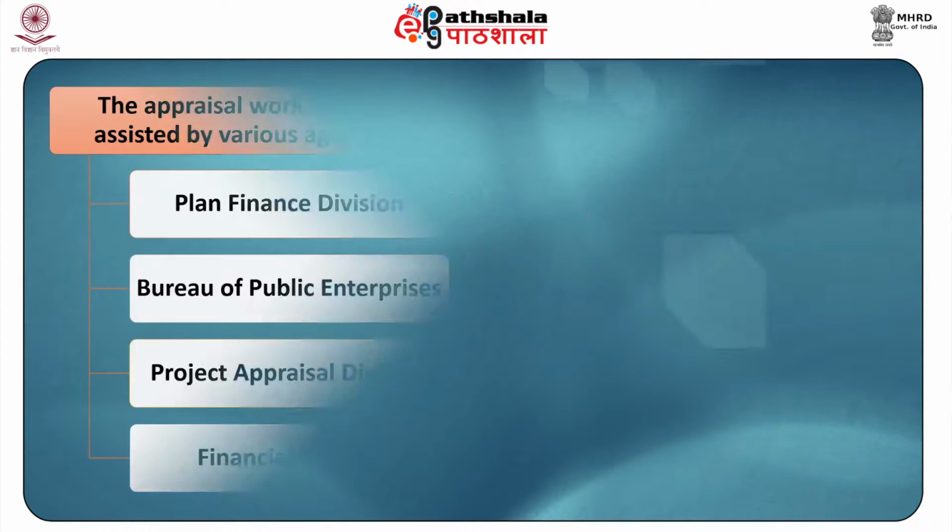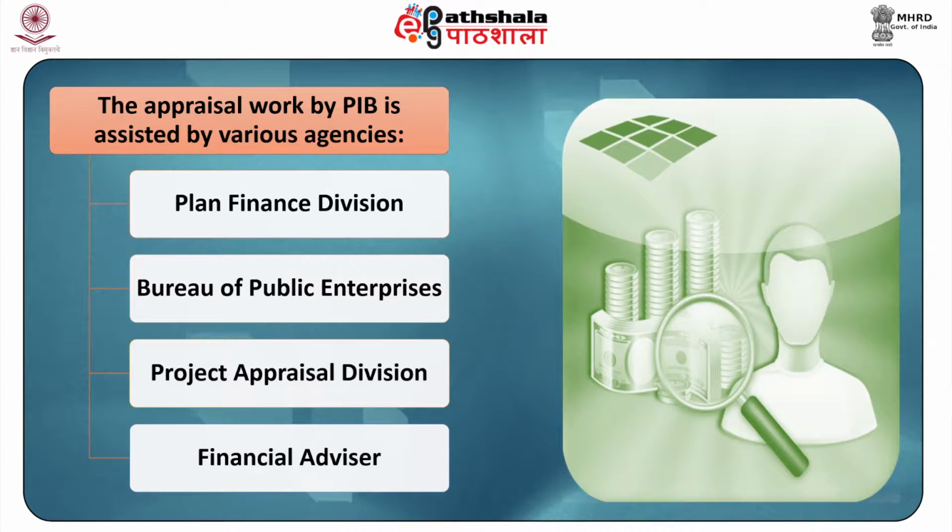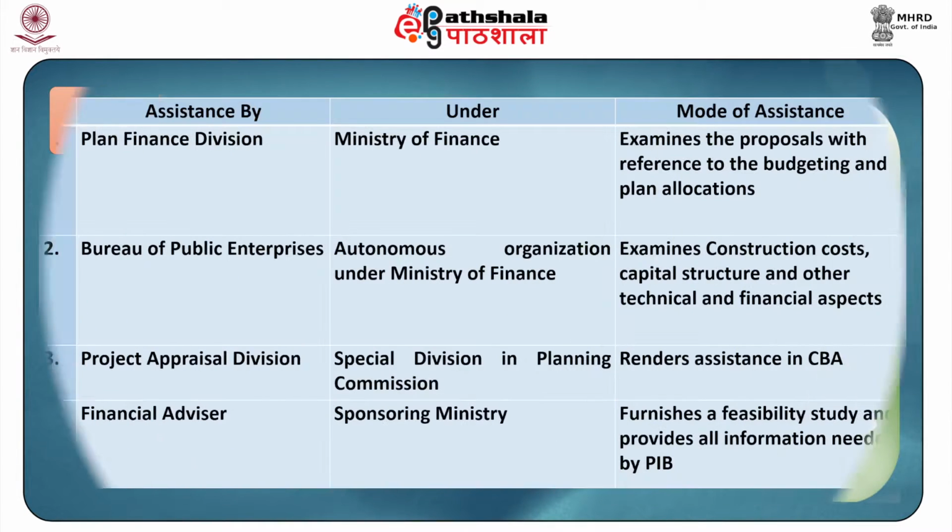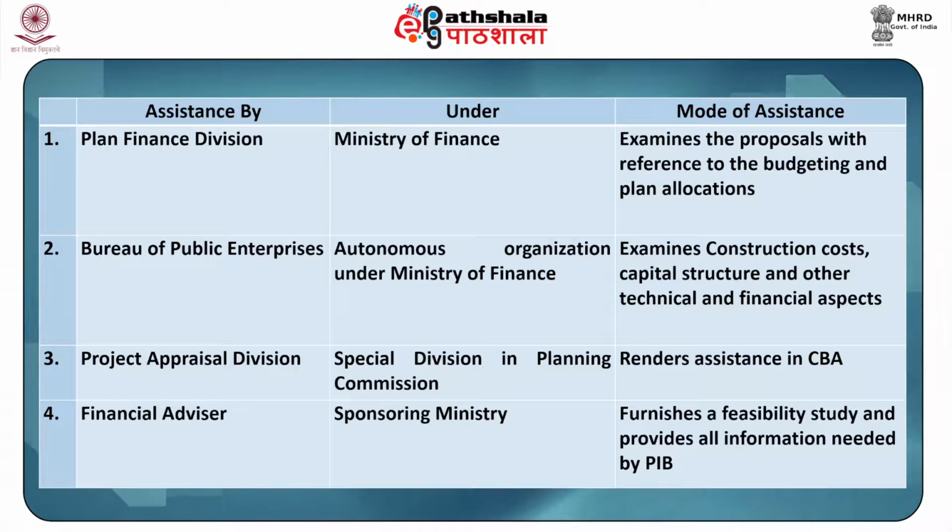Assistance to PIB. The appraisal work by PIB is assisted by various agencies, which are Plan Finance Division, Bureau of Public Enterprises, Project Appraisal Division, and the Financial Advisor. The assistance by Plan Finance Division comes under the Ministry of Finance, and the mode of assistance is that it examines the proposals with reference to the budgeting and plan allocations. Bureau of Public Enterprises is an autonomous organization under the Ministry of Finance. It examines construction cost, capital structure, and other technical and financial aspects.